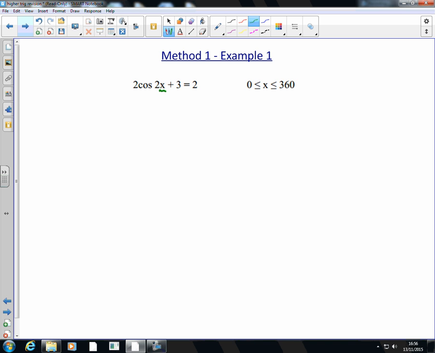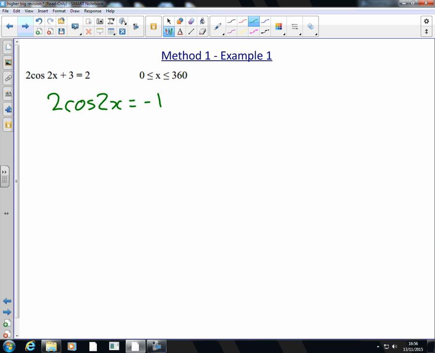So it will be, in fact, let's move that, give me a bit more space. Okay, so the first one is going to be 2 cos 2x. When you subtract 3, it's going to take you to negative 1. Divide by the 2 to get rid of it at the front, so it's cos 2x is equal to negative 1/2. Now the next part is getting rid of that cos. So we get rid of cos by doing the inverse of cos. So 2x is going to be the inverse of cos of negative 1/2.